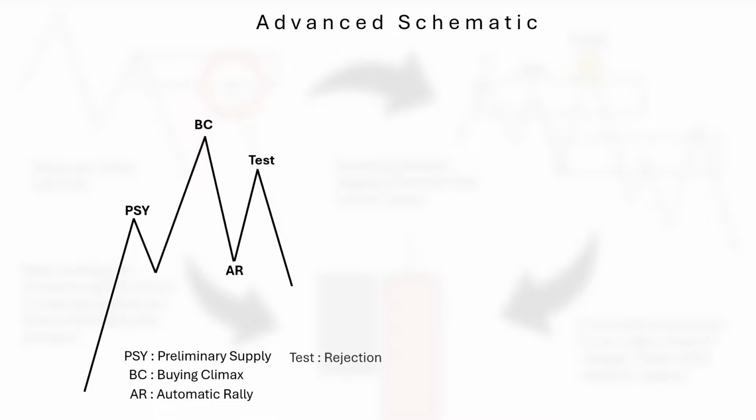And similar to your basic schematic, this would be your buying climax. This would be your automatic rally. And now this would be your test. Why is it a test? Because it's a rejection from an extreme. And this would all happen in your first phase. So this would be phase A.